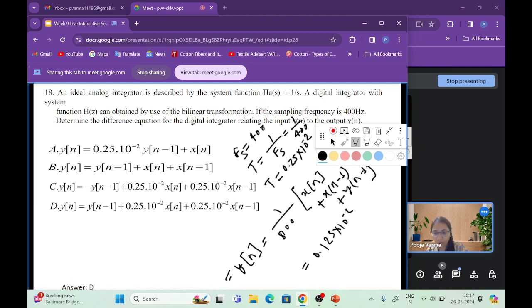In this form, I think there are no correct options. So it will become 0.125 into 10 to the power minus 2 x of n, plus 0.125 into 10 to the power minus 2 x of n minus 1, plus 0.125 y of n minus 1. Okay, so you have to solve it. There is no correct option here.